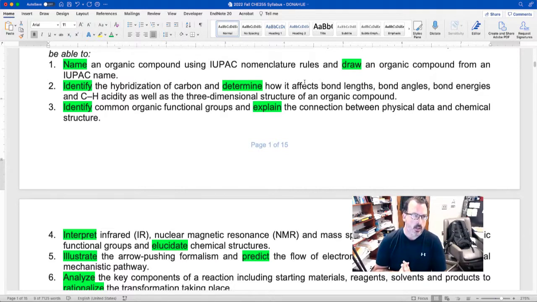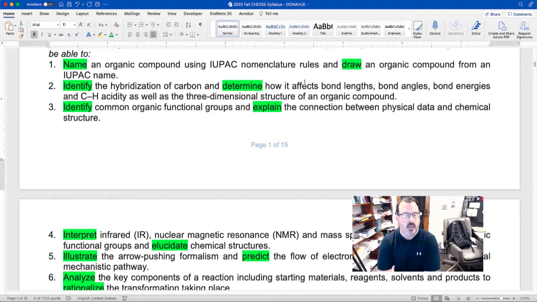So number 1, name an organic compound using IUPAC nomenclature rules, and draw an organic compound from an IUPAC name. Number 2, identify the hybridization of carbon and determine how it affects bond lengths, bond angles, bond energies, and CH acidity, as well as 3-dimensional structure of an organic compound.